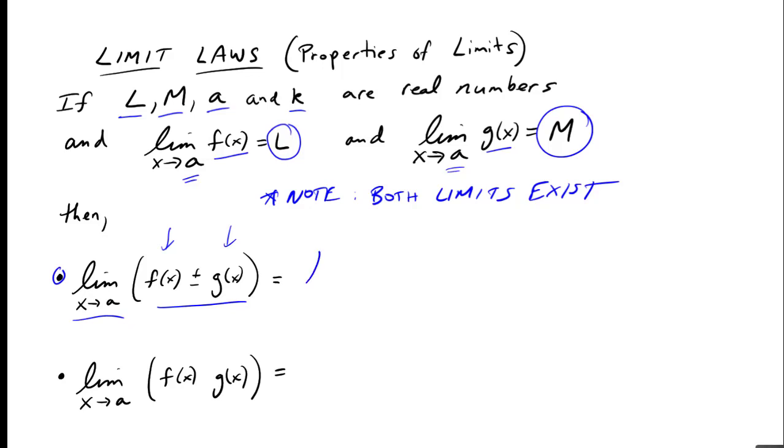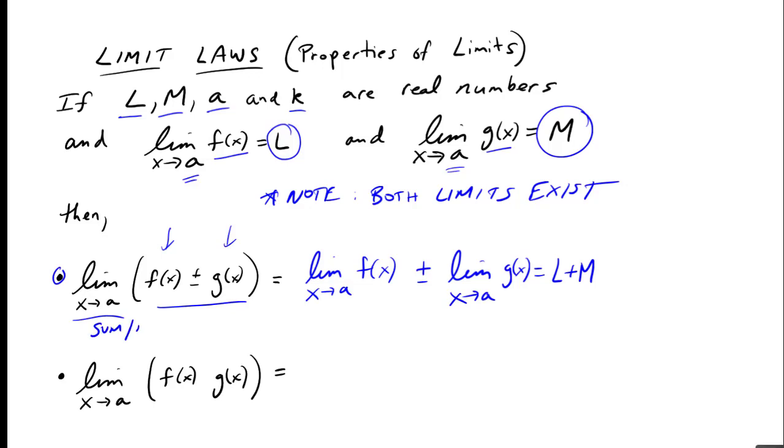So this would be the limit as x approaches a of f of x, and then plus or minus, whichever one you're doing, the limit as x approaches a of g of x. And from what's above, we know that that would come out to be L plus m. All right, and this is the sum and difference rule for limits.